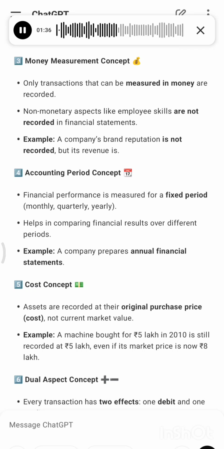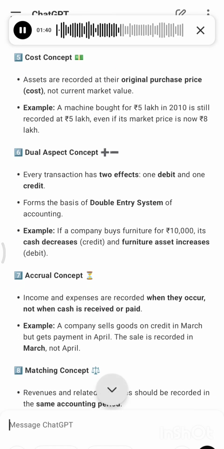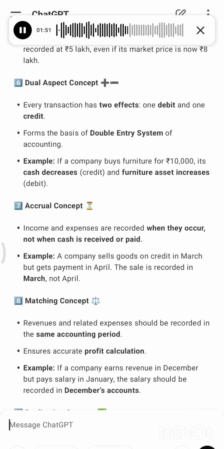5. Cost concept. Assets are recorded at their original purchase price, cost, not current market value. Example: a machine bought for 5 lakh in 2010 is still recorded at 5 lakh, even if its market price is now 8 lakh.